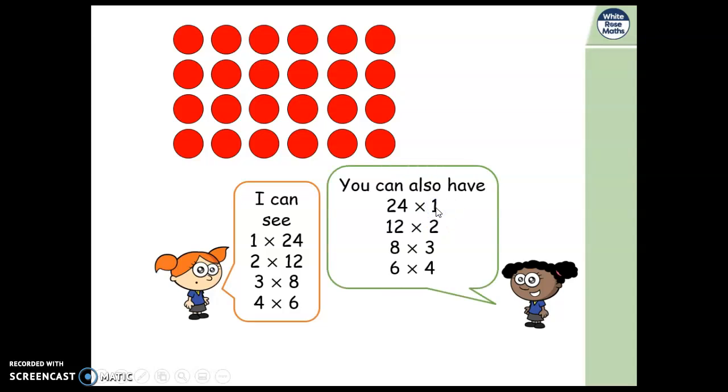And this girl says that there are also 4 more. If we swap these numbers, because that's what we can do in multiplication, it will give us the same answer. 24 groups of 1, so we could put circles around each of those. 12 times 2, so swap those numbers around. We could put a circle around 2s. 8 groups of 3, so we could circle some 3s. And 6 groups of 4, so rather than go across, we could go down, because there's 4 in that column, and there are 6 columns.